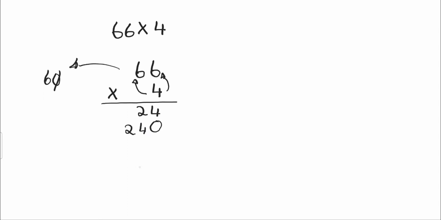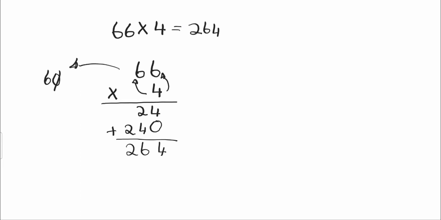Now that we've multiplied both numbers, what do we do? We add. 4 plus 0 is equal to 4. 2 plus 4 is equal to 6. We're not adding anything to the 2, so we're just going to write it down as it is. Final answer, 264.